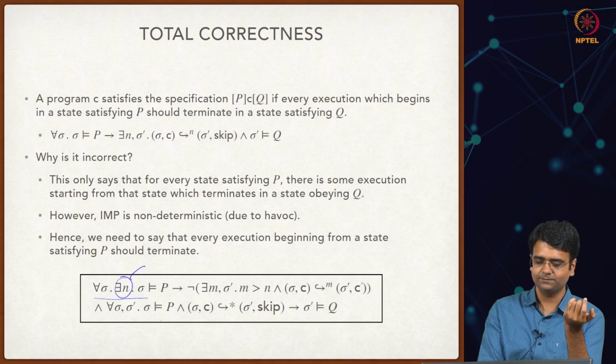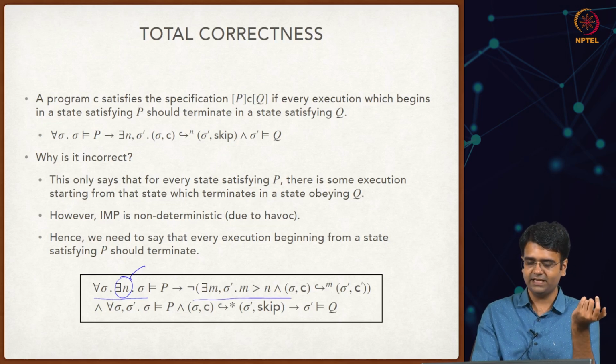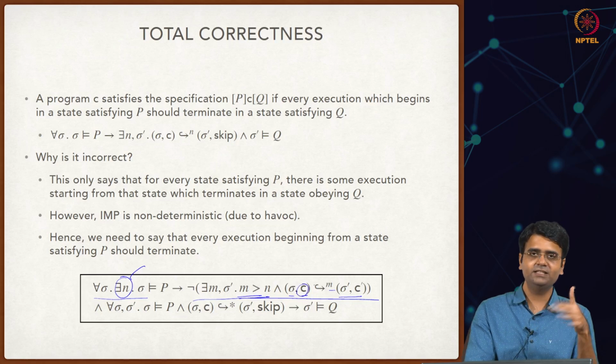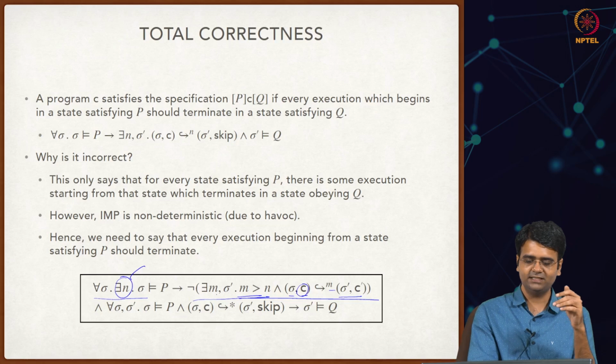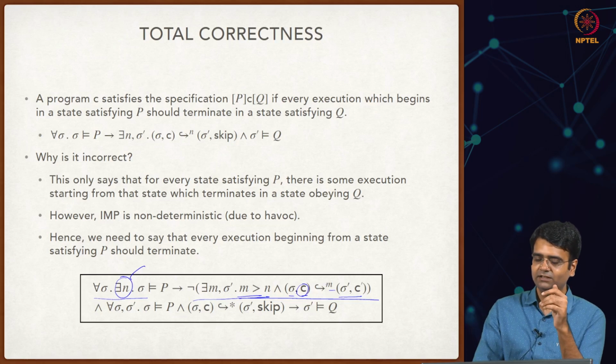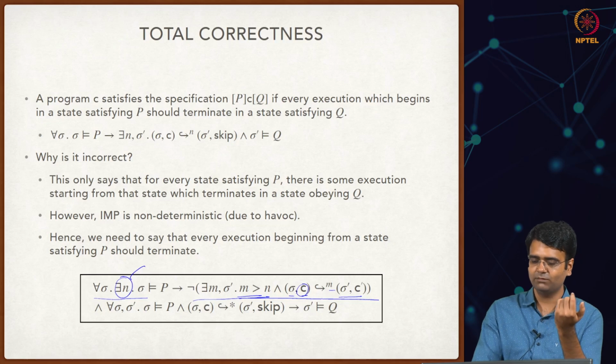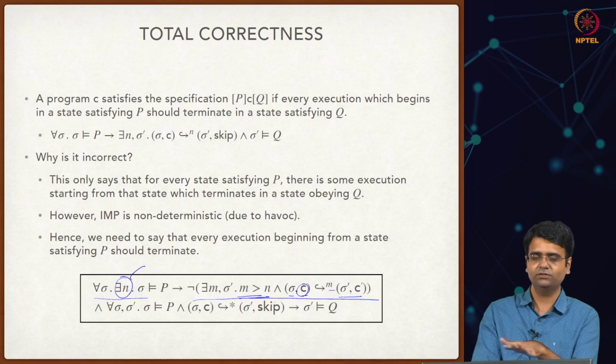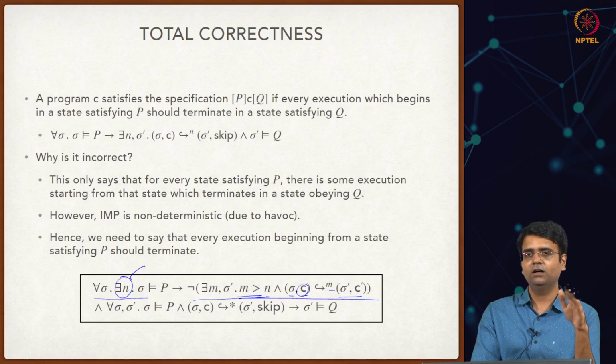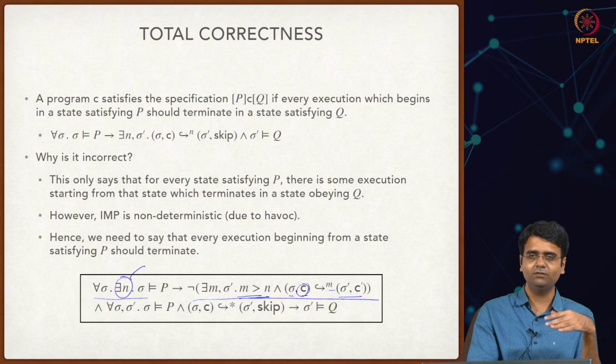if sigma satisfies P, then it is not the case that, beginning from sigma, if I execute C, in m steps I go to some state sigma prime comma C prime where m is greater than n. So I cannot execute the program C for more than n steps. There does not exist any m and sigma prime such that m is greater than n and I can execute sigma C for m steps. So this means that every execution of the program cannot take more than n steps, it has to terminate within n steps.